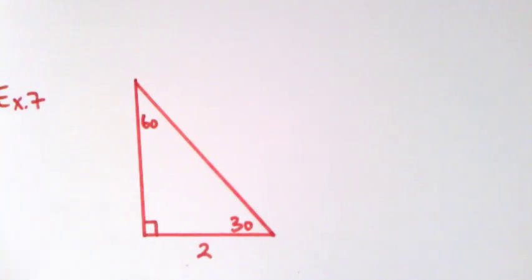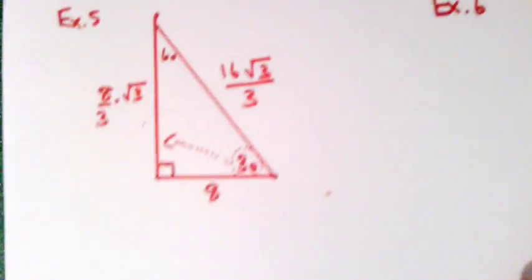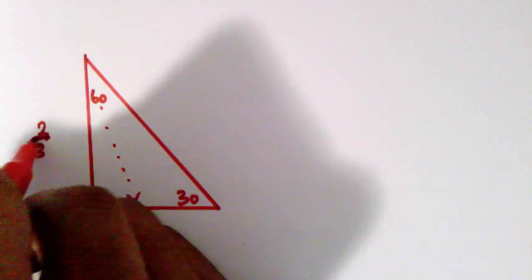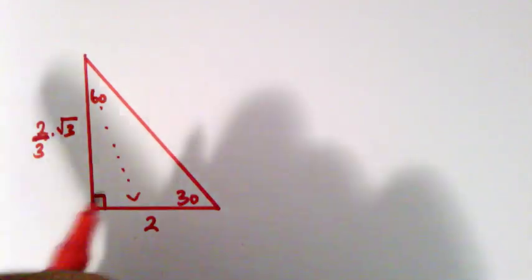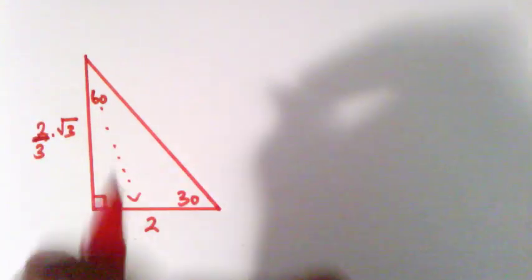Example 7, what am I given? Well, I'm not given the side opposite 30 degrees. I'm given the side opposite 60 degrees, right? If you follow my same technique as in the previous example, what did I do with the 8? I divided it by radical 3. So let's do that first. I'm going to take the 2, divide it by 3, 2 over 3, and then I multiply it times radical 3. That's the side opposite 30 degrees. And now if I want to find my hypotenuse, I take this number and multiply it by 2, which gives me 4 radical 3 over 3.